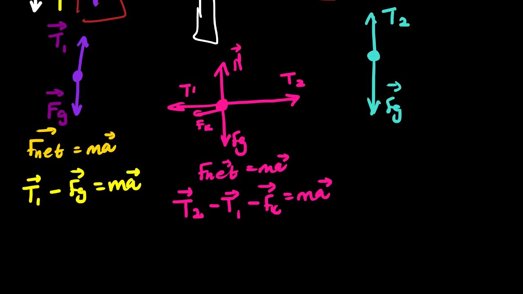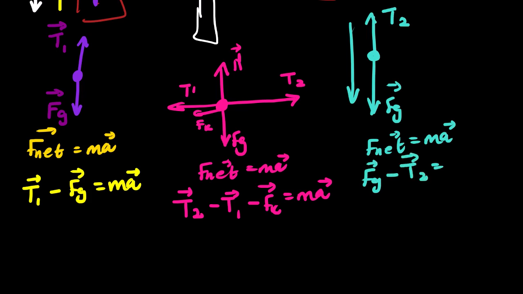Now looking at our next object, we can see that the displacement is down, so we take down as positive. In that case, we have positive FG minus T2 equals MA. And you should take note that our FG is always equal to mg. Then you should take note that our g is 9.8 unless stated otherwise, 9.8 meters per second squared.